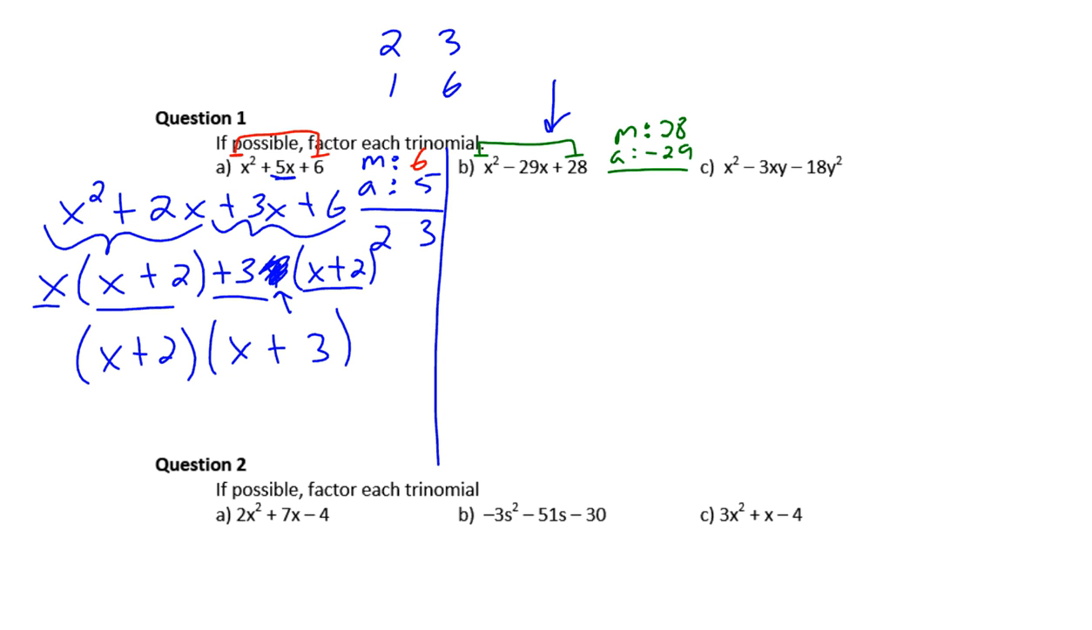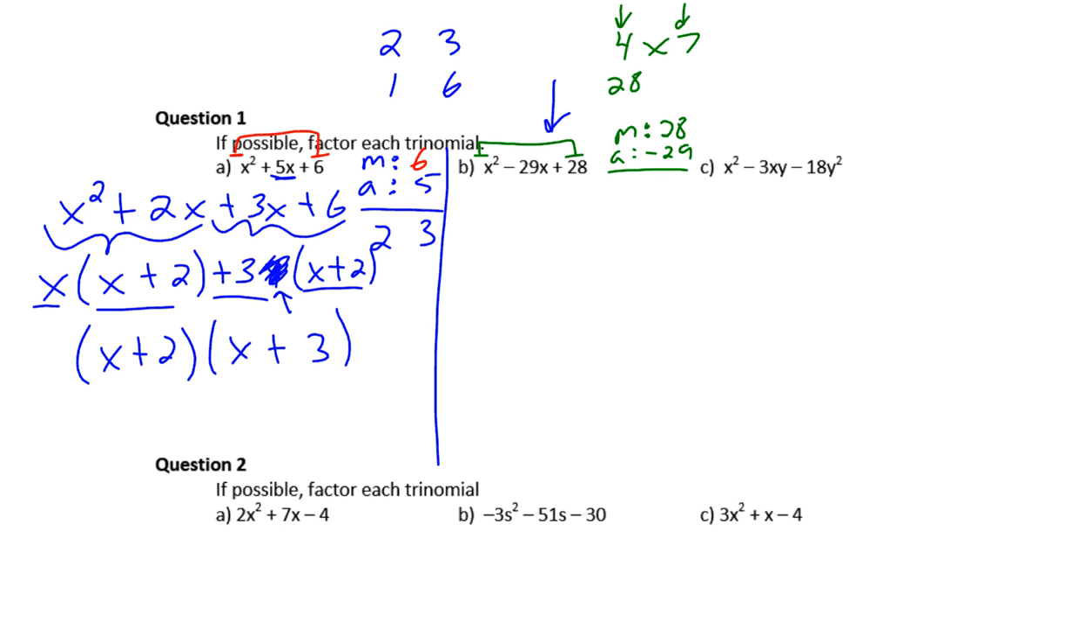So if I'm not sure, let's first figure out the factors of 28. So factors of 28, I've got what? 4 times 7. But looking at that, I can multiply to 28, but is there any way I'm going to get from 4 and 7 to add to negative 29? No, there's no way, right? That's not going to be an answer. What about 1 and 28?